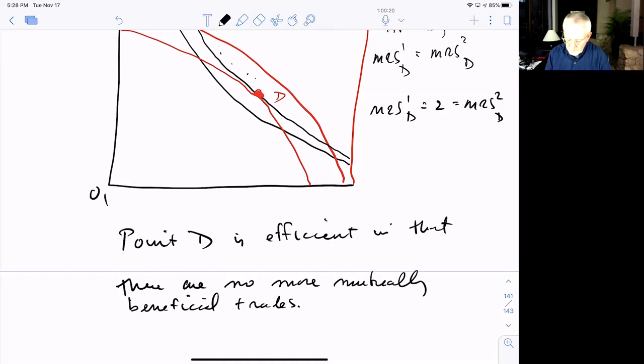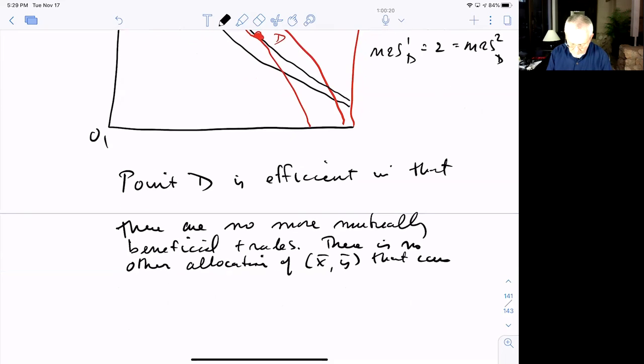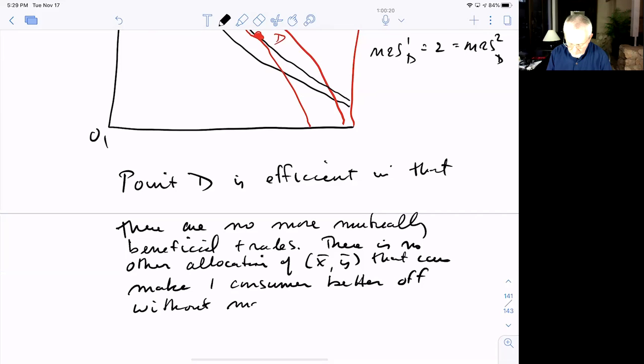But what this also means is there is no other allocation of our endowment that can make one consumer better off without making the other worse off.